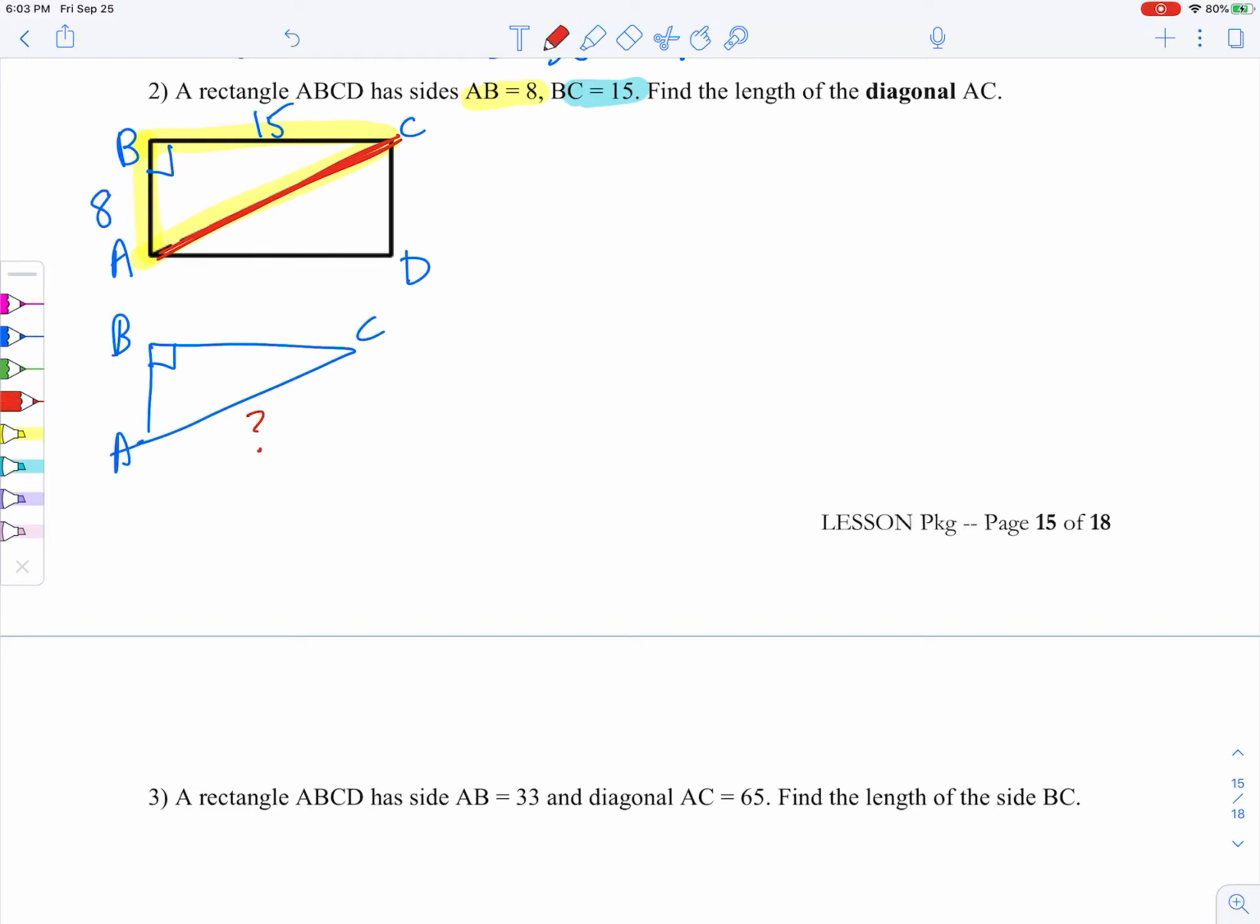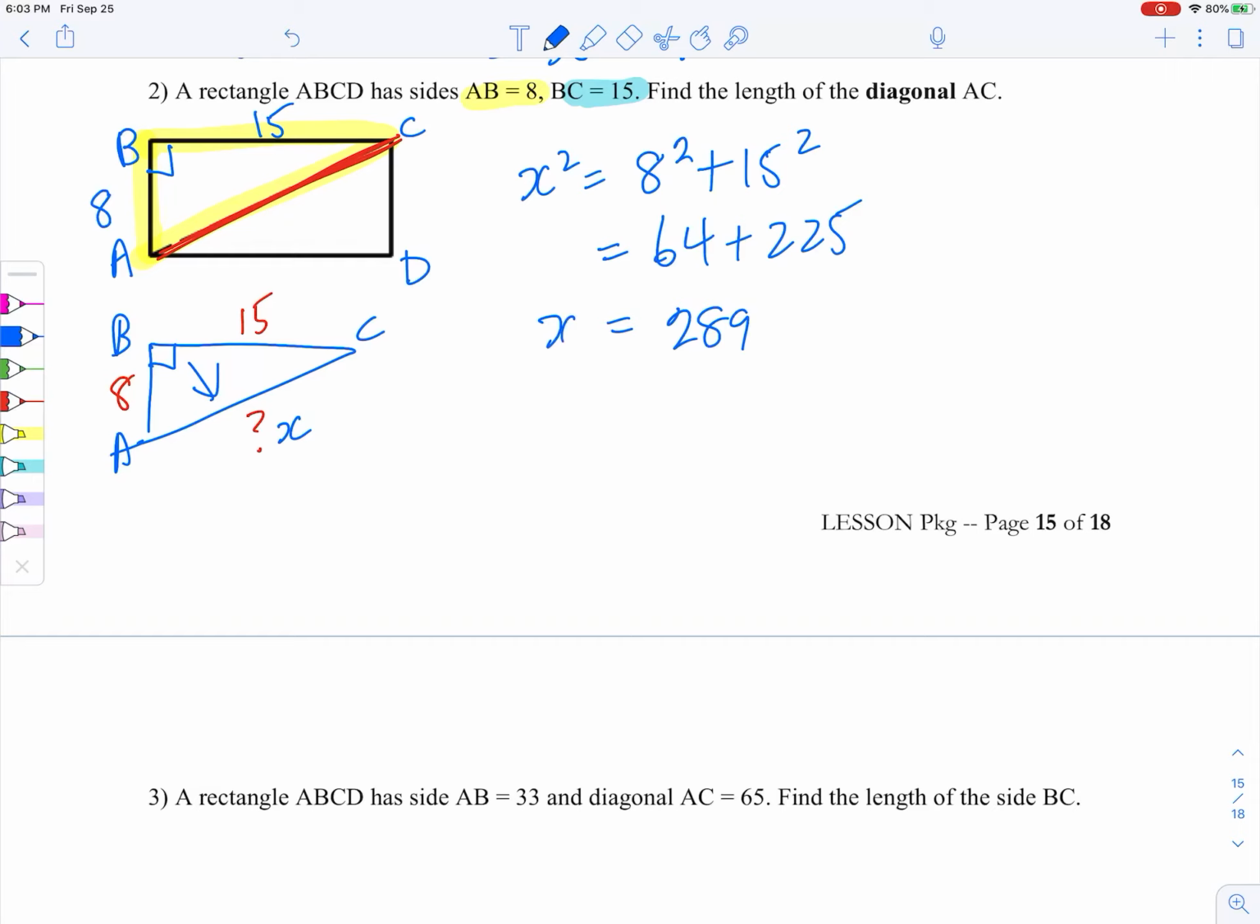So we don't know what that one is, but we know that that is 8 and that is 15. So I'm going to call this one X. Normally we call it C, but because we already have a C, that might get complicated, but it's the hypotenuse. So in this one, we'd have x squared equals the two other sides squared. So 8 squared plus 15 squared. So 64 plus 225. And that gives me 289. So x squared equals 289.